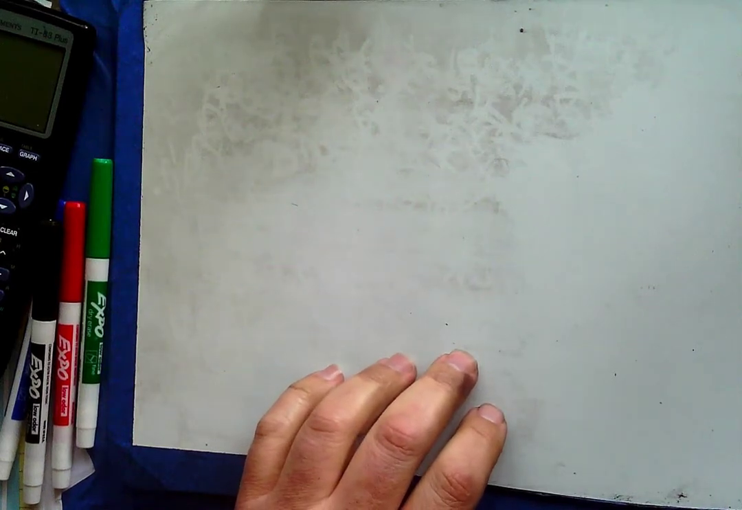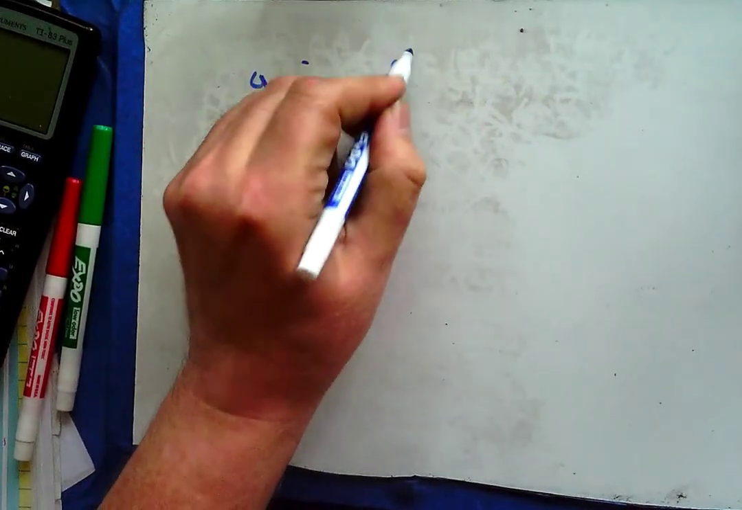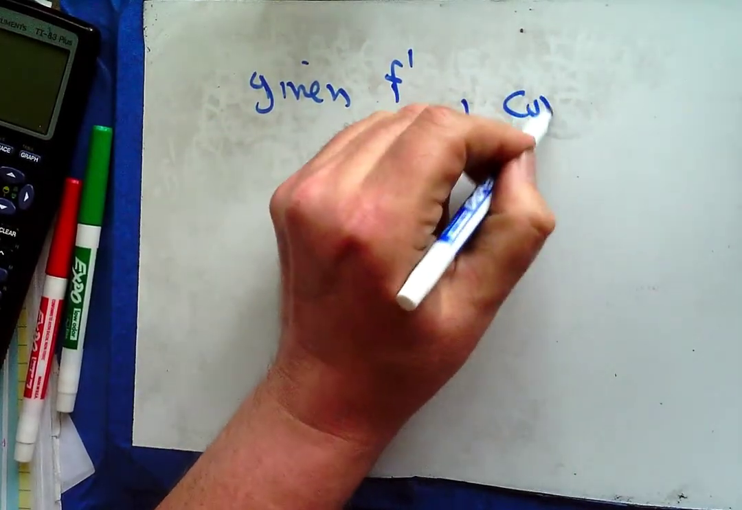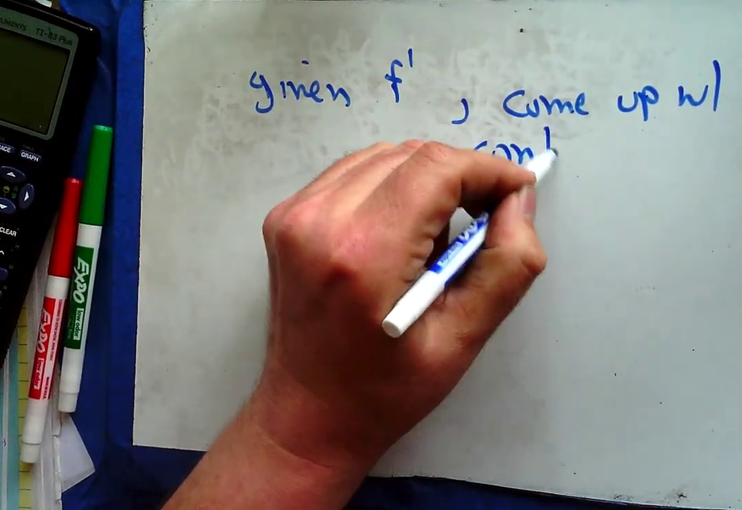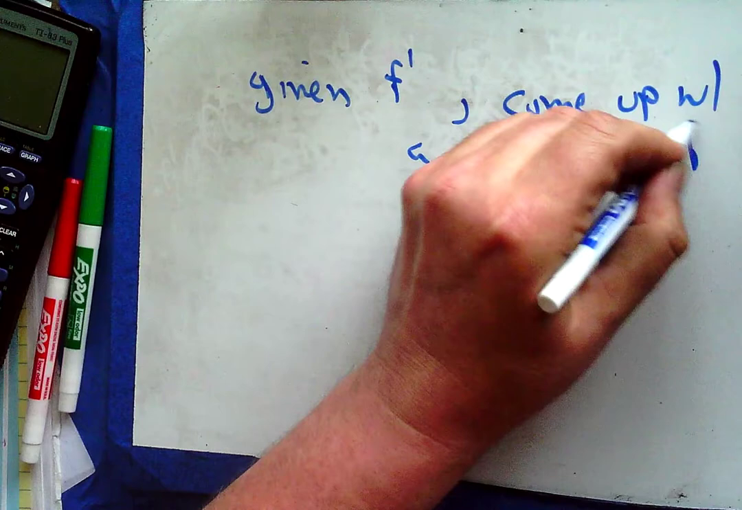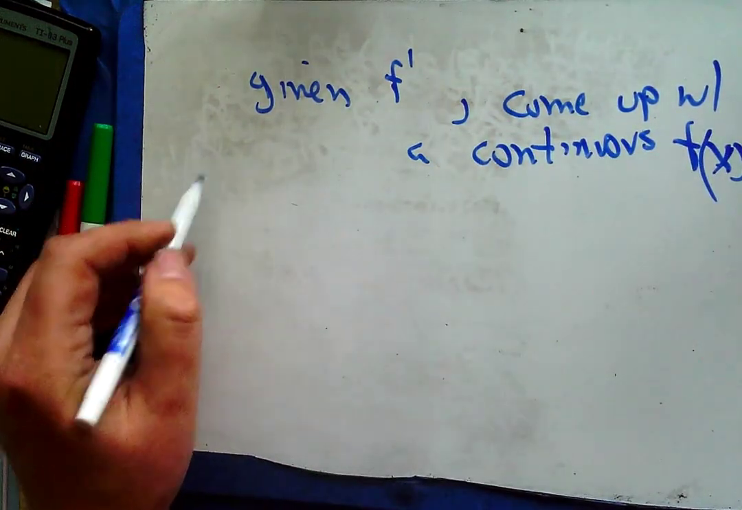F prime. Yeah, let's do this. Let's do a couple more problems. Here's given f prime, come up with a continuous f of x. How am I supposed to go backwards?